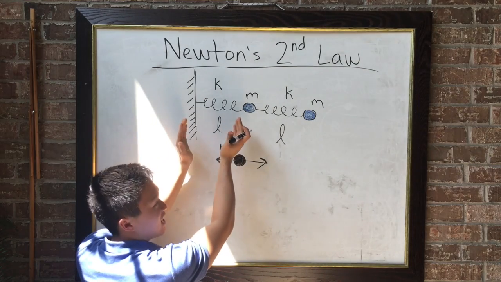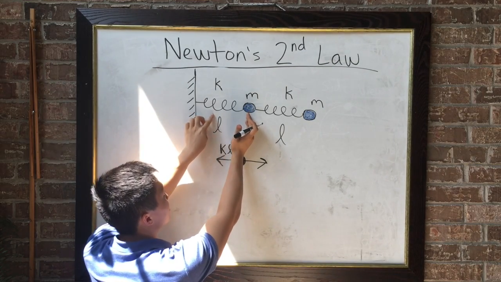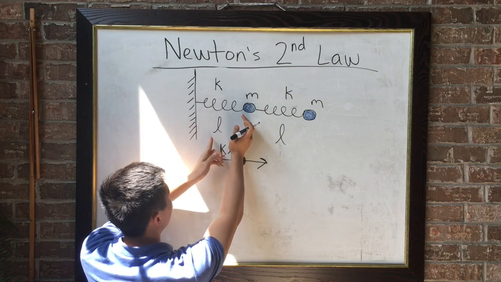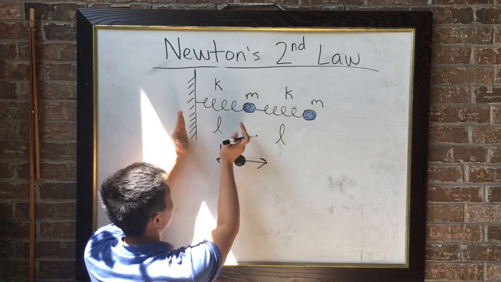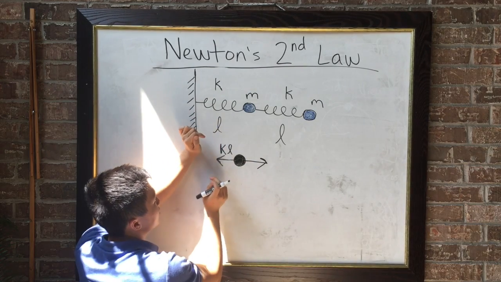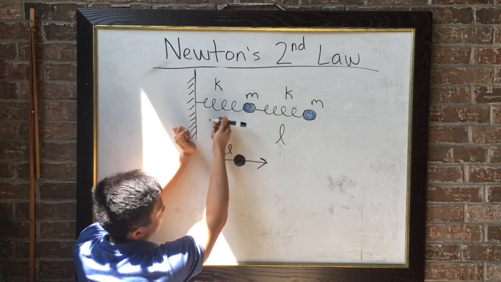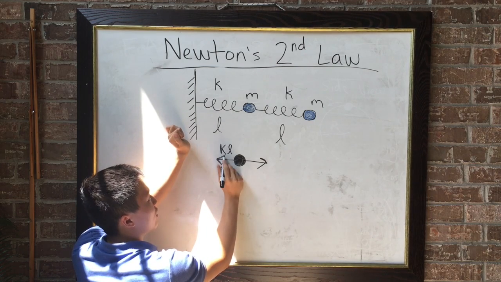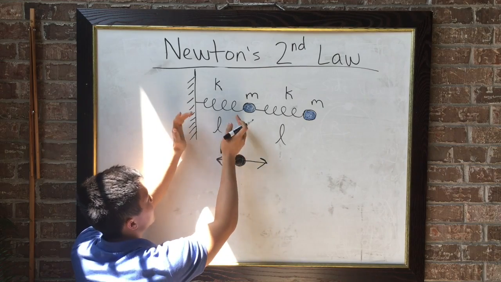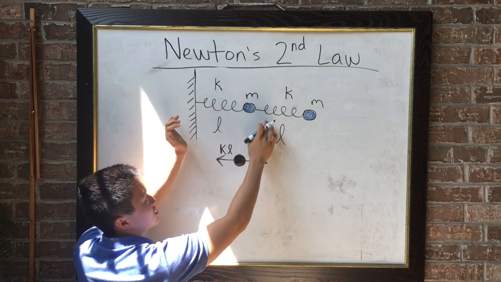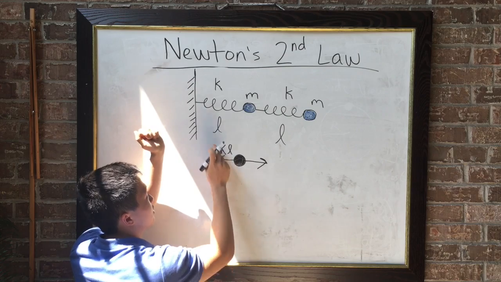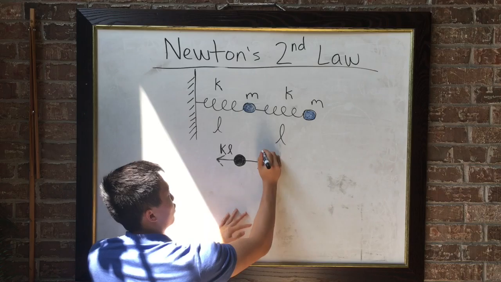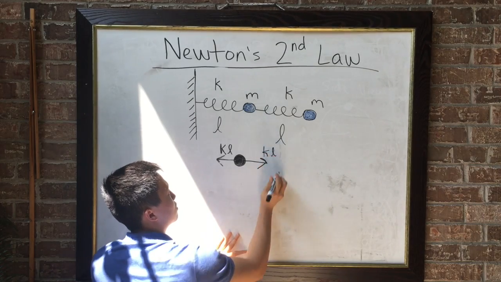If the spring's relaxed length was initially longer, say this spring was initially longer than L, then this scenario is compressing it, so then this spring would be pushing the mass that way. So I would have drawn the force in the other direction. But in this case, since both springs' relaxed lengths are 0, this spring is pulling it this way, that spring is pulling it this way, with the force of K times L.